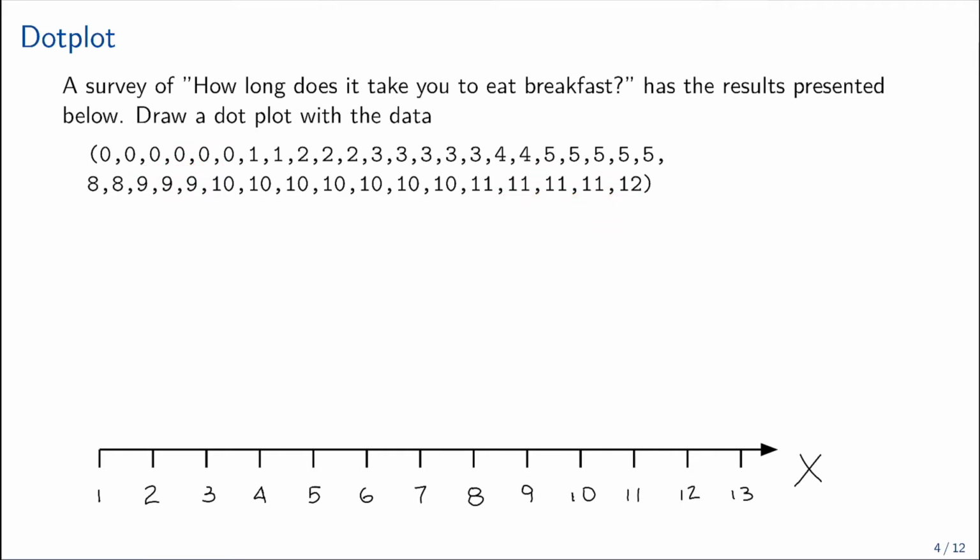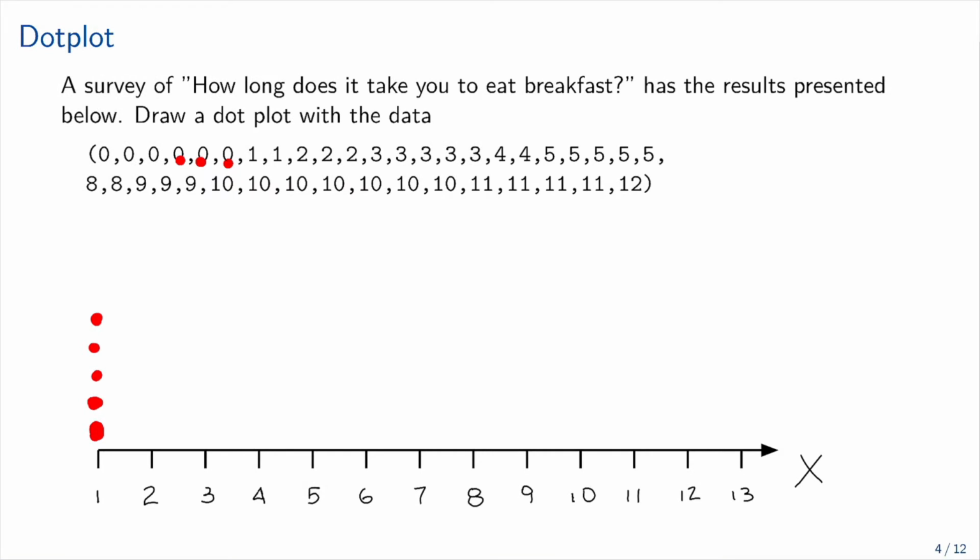So how do we organize this data? Well, in a similar fashion, we just don't write the numbers, we just make dots. And let me do the dots with a different color. So in the 0 to 10, we have 1, 2, 3, 4, 5, 6 zeros. Then in the ones we have 2 ones. In twos we have 3 twos.